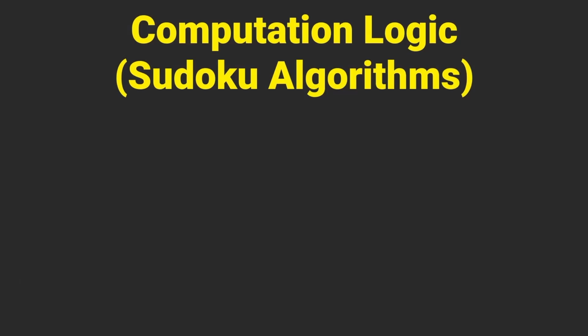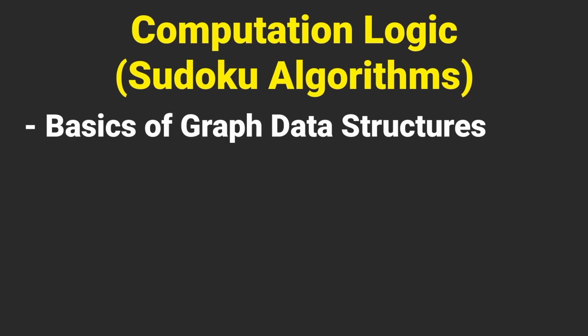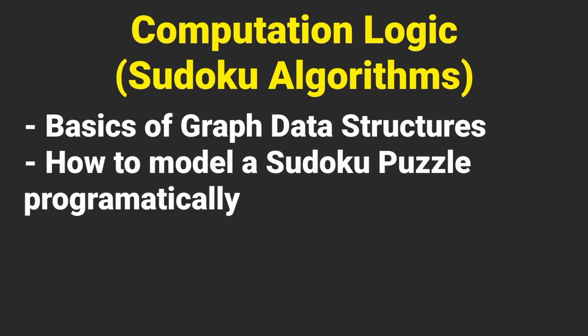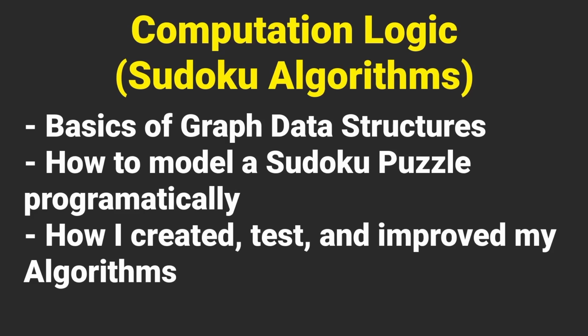In this part of the tutorial, we will examine the topic of graph data structures, mostly with respect to solving Sudoku. Unlike the rest of this tutorial, which is presented in a code-along format, this lesson will be different. Instead of rewriting all the code, we will look at the basics of a graph data structure, how I modeled a Sudoku puzzle as a graph data structure, how I created, tested, and improved my algorithms to the point where they could generate 100 puzzles in roughly 400 milliseconds.